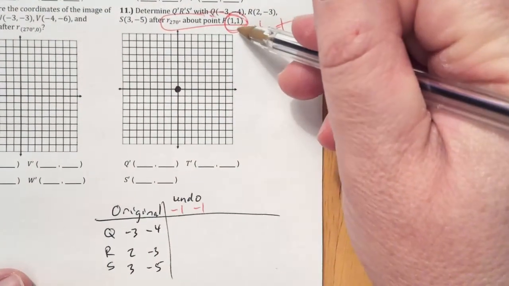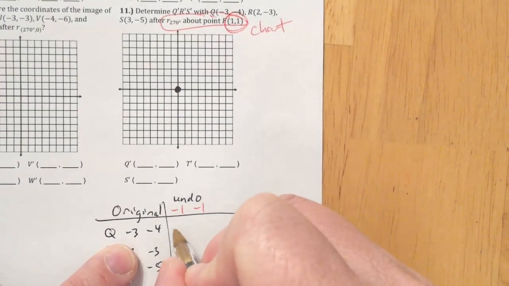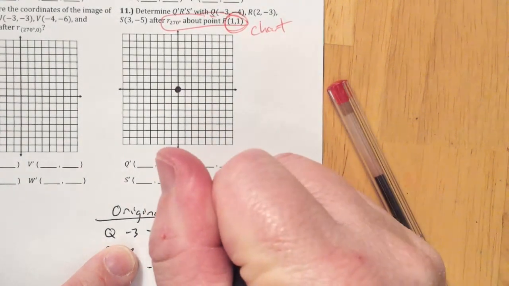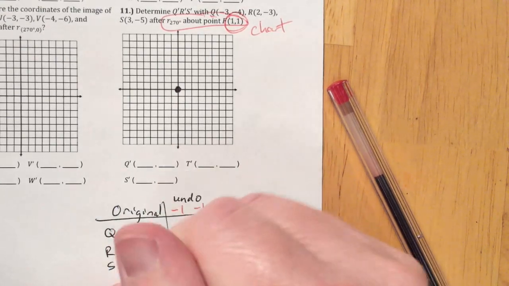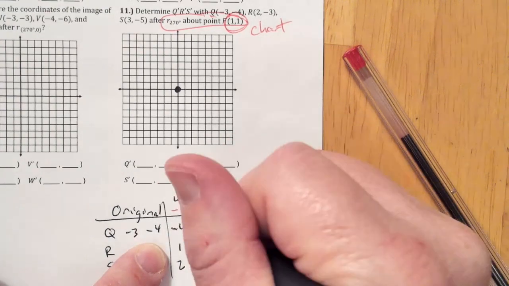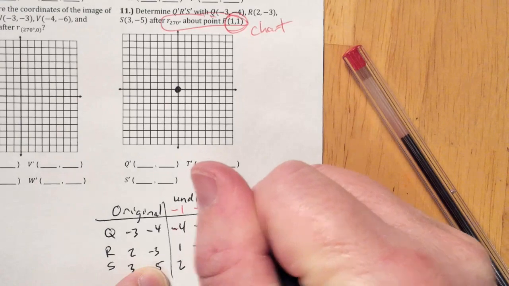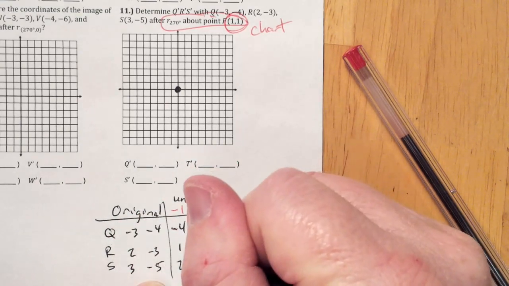What's the opposite of +1, +1? Subtract 1, subtract 1. So -3 minus 1 is -4. 2 minus 1 is 1. 3 minus 1 is 2. And over here, -4 minus 1 is -5. -3 minus 1 is -4. And -5 minus 1 is -6.